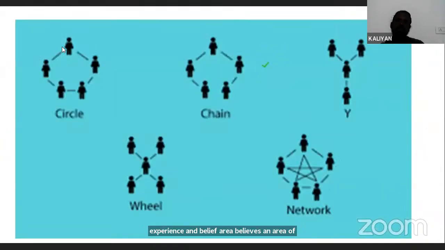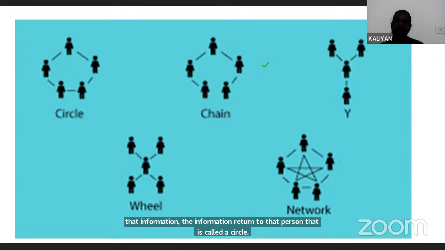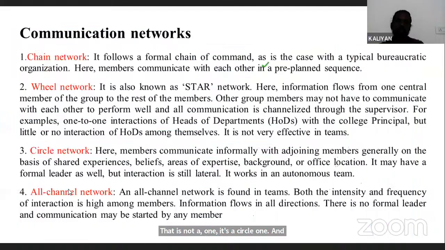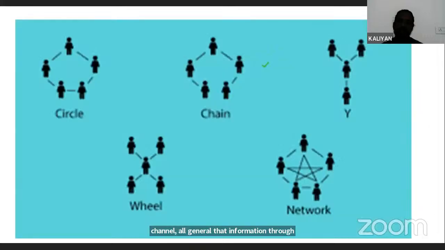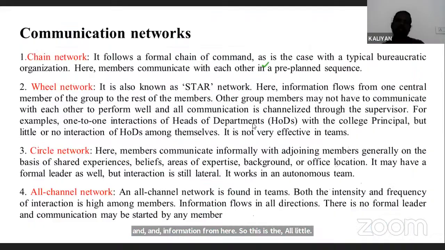So the same information is written to the person who shares the information, and that is called a circle. It is not an ended one, it's a circular one. And in the all channel network, the information goes through everybody, like the information from here, information from here, information from here. So this is the all channel network communication. These are the different types of communication networks: chain, wheel, circle, all channel network.